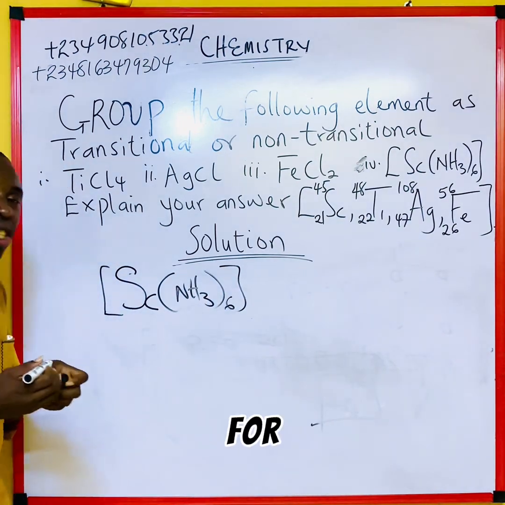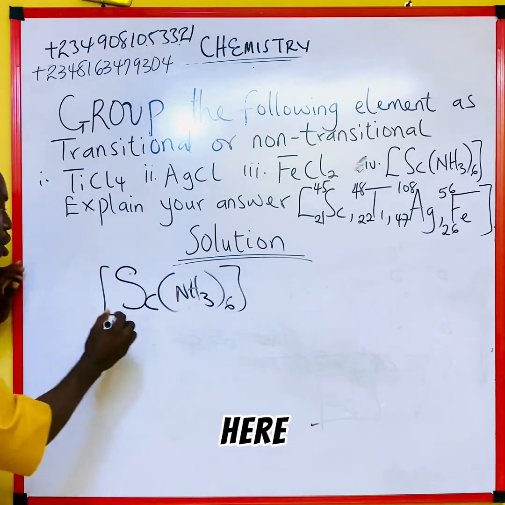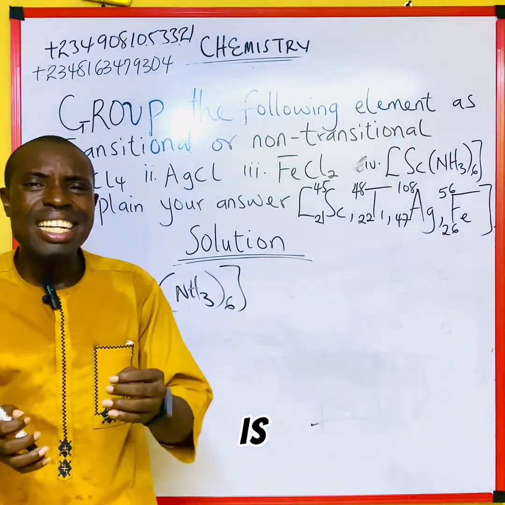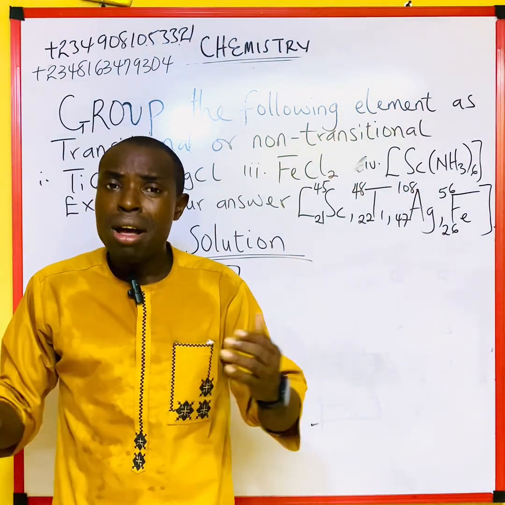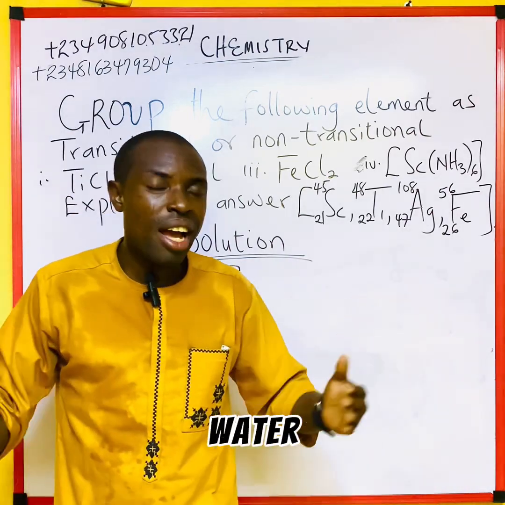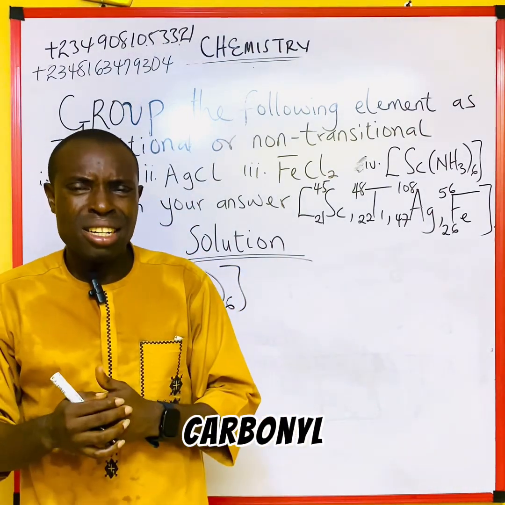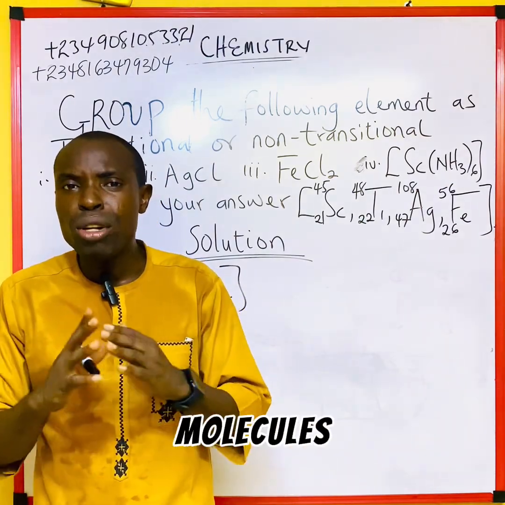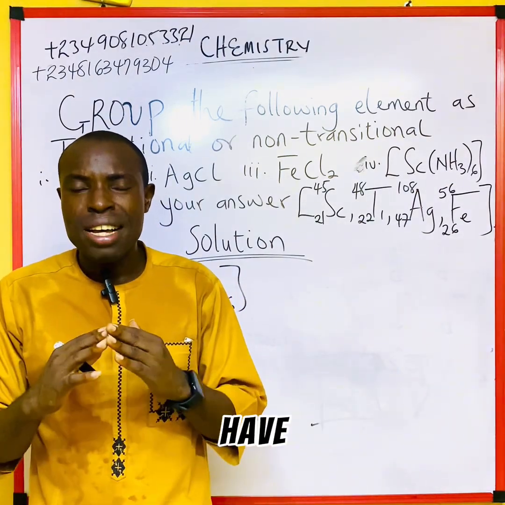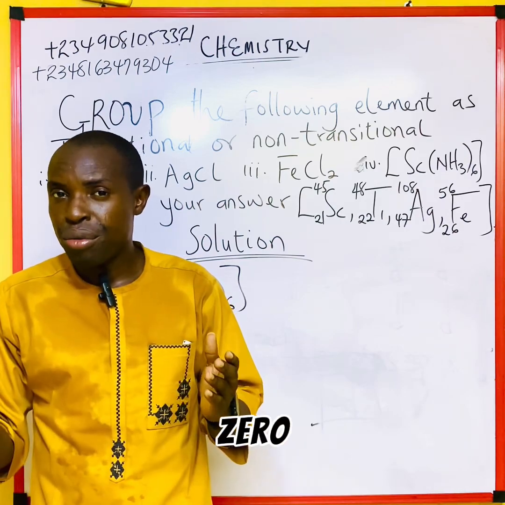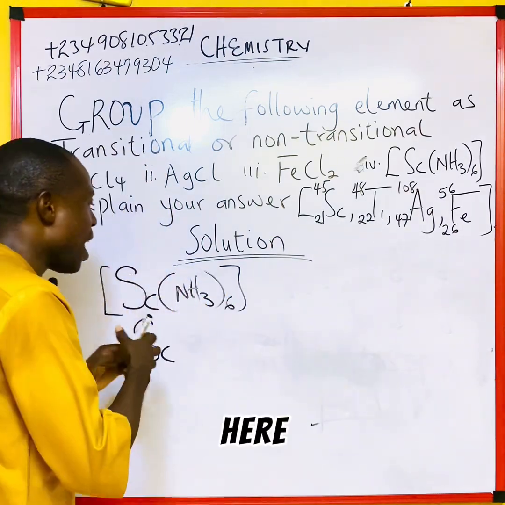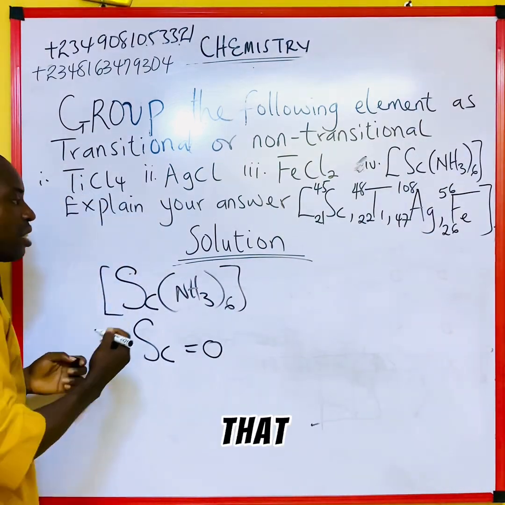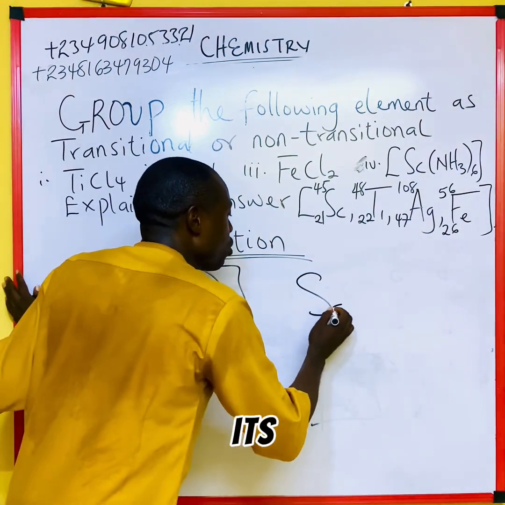So what do we do? We first of all get the oxidation state of scandium here. Now take note, ammonia is a neutral molecule. Outside ammonia, we have water and carbon ions. These are neutral molecules, and when we say neutral molecules, they tend to have an oxidation state of 0. Right. So here, 0 times 6 is also what now? 0. So scandium will also be in its neutral state.